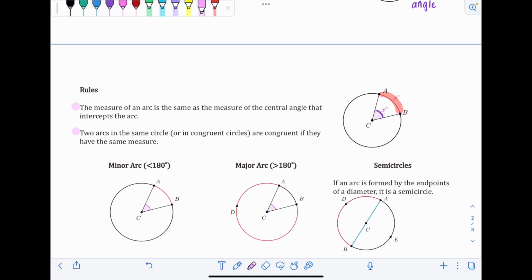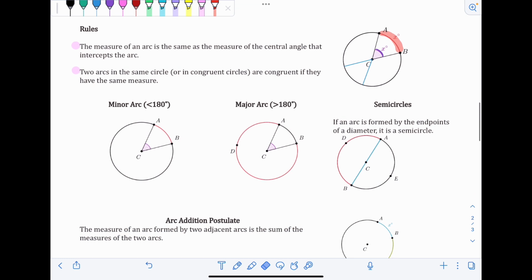And then down here, two arcs in the same circle or in congruent circles are congruent if they have the same measure. Meaning if I had another arc in this circle over here, let's say I had this angle and then this was my arc, and I said that it was the same degree as arc AB, that would mean that those two arcs are congruent. They're the same length because they're a part of the same circle, or that's why it says, or if it's on a congruent circle, it's a part of the same size circle, so those arcs would be congruent.